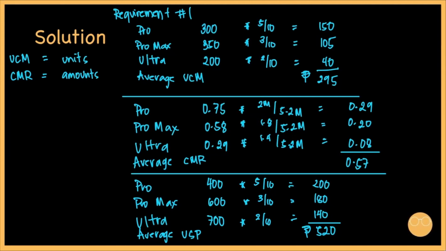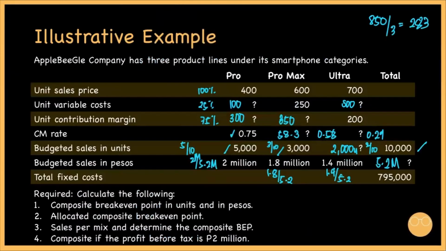Just to recap, the average unit contribution margin is 295. The average unit selling price is 520. And the average contribution margin ratio is 57%. We can now compute for the composite break-even points in terms of units and in terms of peso.